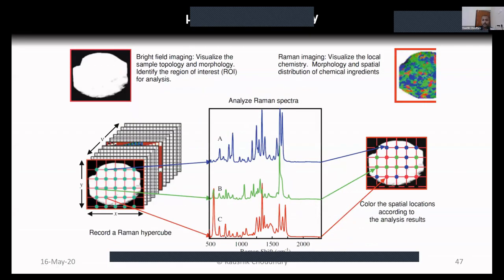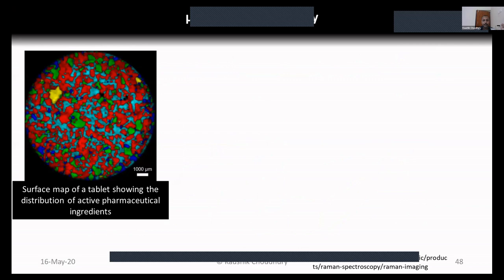So you can see that if we have various layers and we are scanning these layers from point to point, we can actually generate a compositional map of the material. This is one such example where a tablet or pill has been scanned on the surface, and for different pharmaceutical ingredients, a Raman map has been generated.